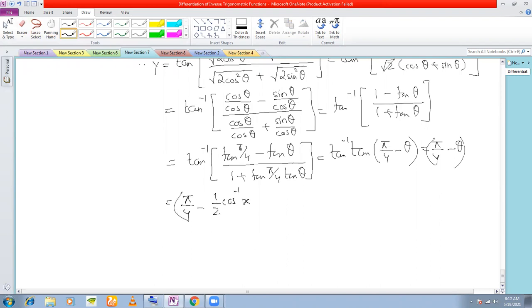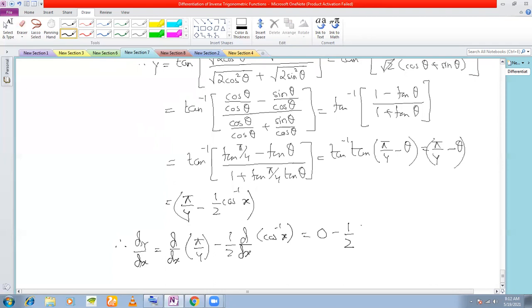cos inverse x. So we have got y is equal to this, therefore dy dx will be equal to d dx of pi by 4 minus half d dx of cos inverse x, which is 0 minus half times the differentiation of cos inverse, which is minus 1 by root 1 minus x square. So simply you will get 1 by 2 root 1 minus x square as your derivative. Okay, so this problem is over.